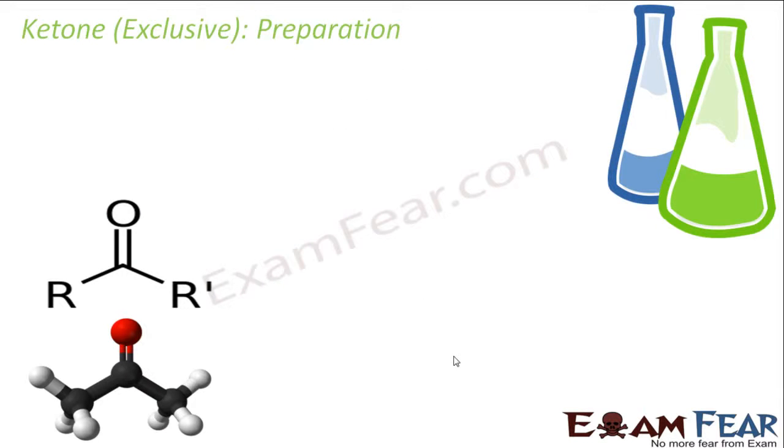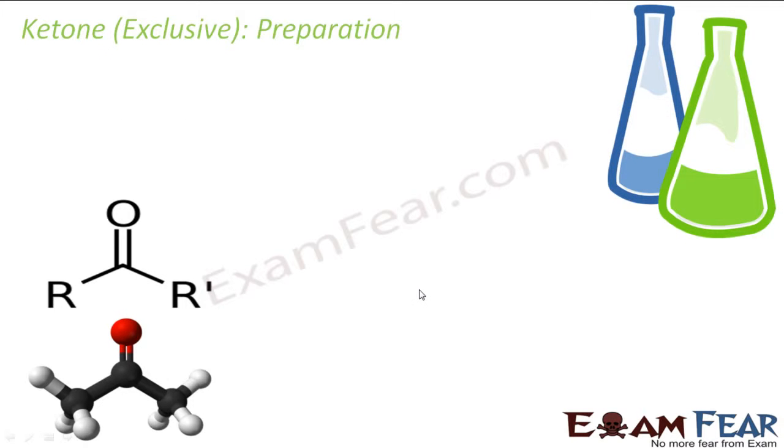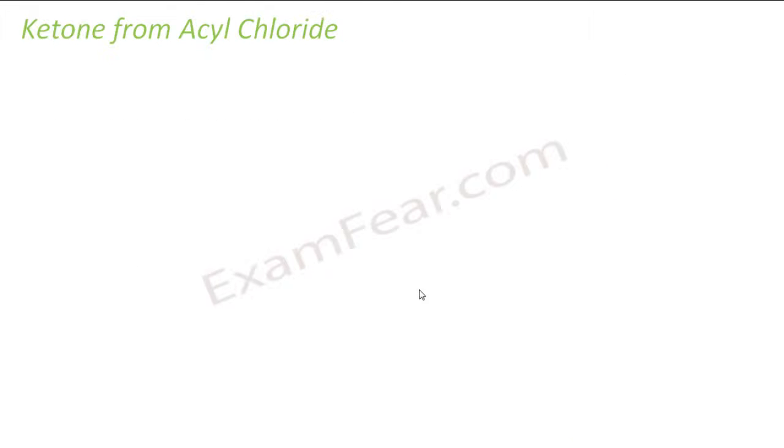Now we'll learn some methods to prepare ketones exclusively. We'll learn three methods: from acyl chlorides, from nitriles, and from benzene and substituted benzene. Let's discuss preparation of ketones exclusively. There are three methods actually: from acyl chloride, from nitriles, and from benzene and substituted benzene. Let's discuss from the acyl chloride.